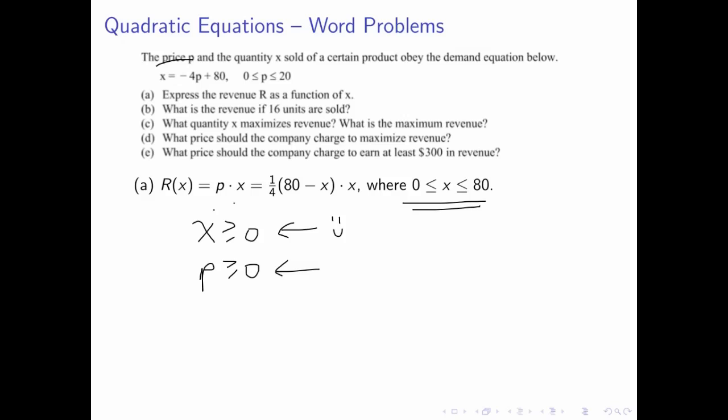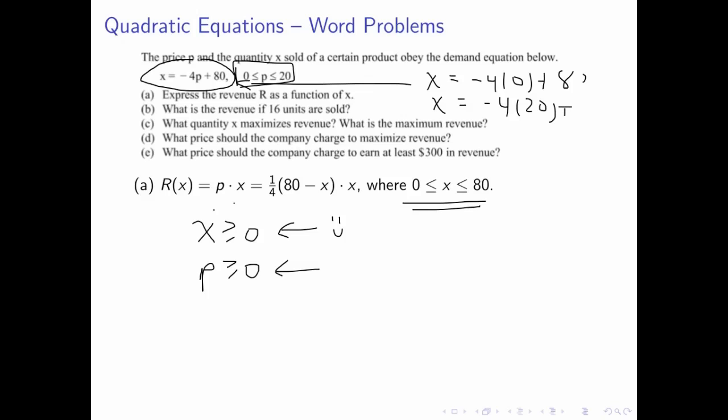But this second condition is about price, and so I need to turn that into something about x. I can do that by just coming back up here to this equation and asking myself, what are the extremes for this value of x? Notice that I'm given that the price needs to be between 0 and 20. And so I could just ask myself, what's the x when price is 0? And what's the x when price is 20? If you answer those two questions, you'll find out that the value of x has to be between 0 and 80. So that's where that comes from.